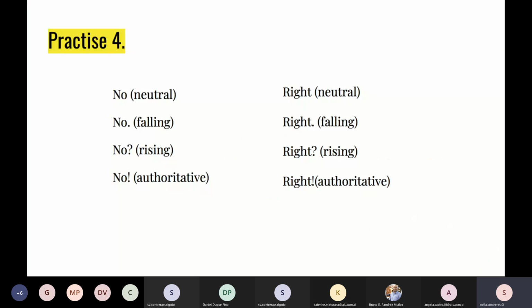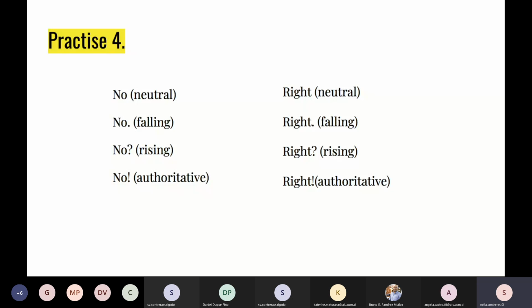In this part, practice number 4, I would like to ask you to perform each one of the phrases with the intonation that is written in brackets. So we have no and right, but let's try to perform these phrases with a neutral, a falling, a rising, and an authoritative tone. How can you do that? Any volunteer? Try to sound neutral, then with a falling intonation, then with a rising intonation, and then try to sound authoritative.